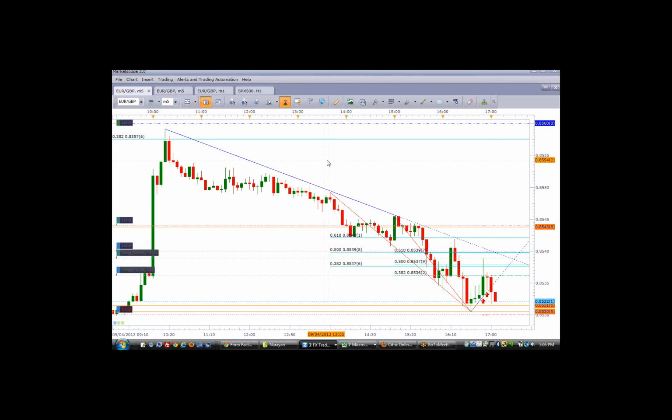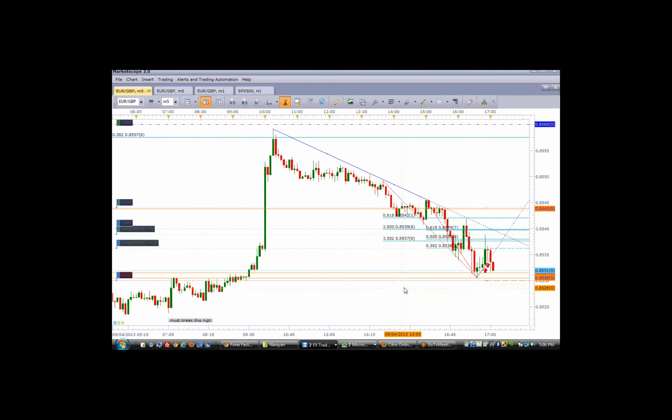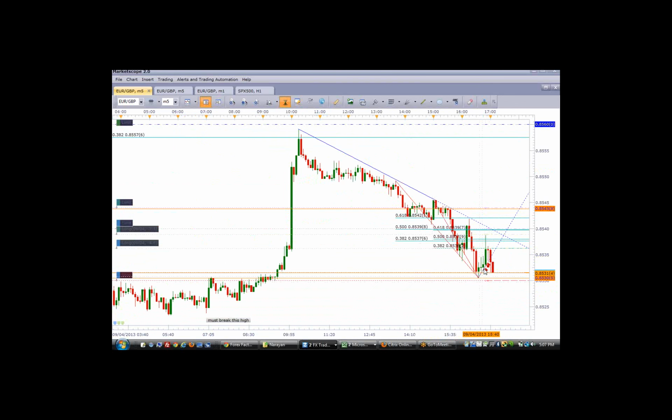Sorry. Got into Euro Pound and saw this nice V formation right here with lows, higher lows, and higher highs with buyers in control at the moment. Nice level of demand as well. And just got in these candles here.